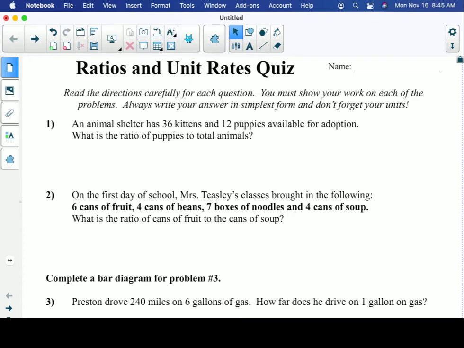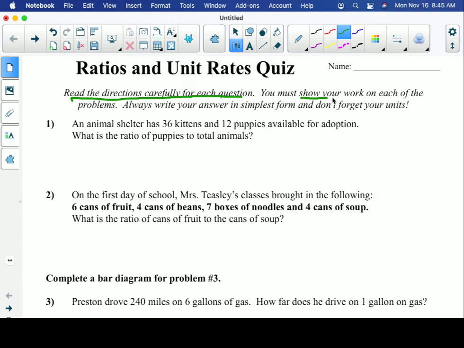All right, this is a quick little review of our quiz and how we got to each of those answers. That way you can kind of see where you might have gotten tripped up or had some trouble. So the keys are: read the directions carefully for each question. You must show your work for each of the problems. Always write your answer in simplest form. That's for number 1 and 2 for your ratios. And don't forget your units. That's going to be for question 3 and 4.